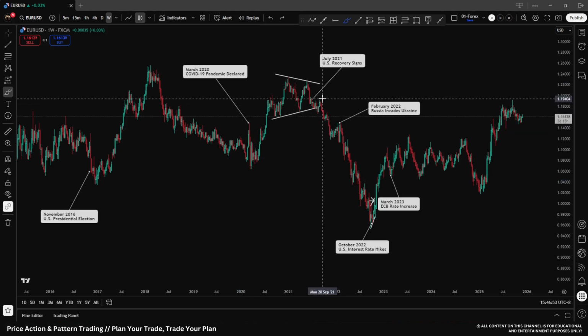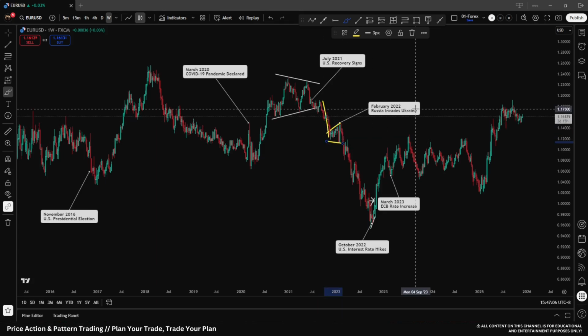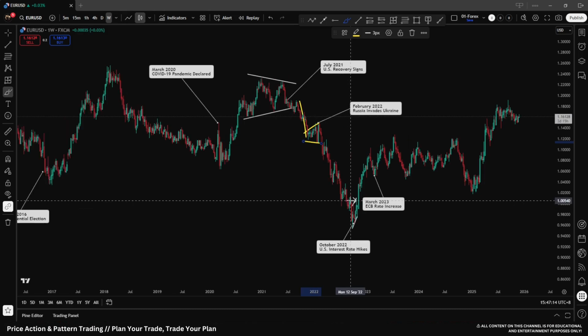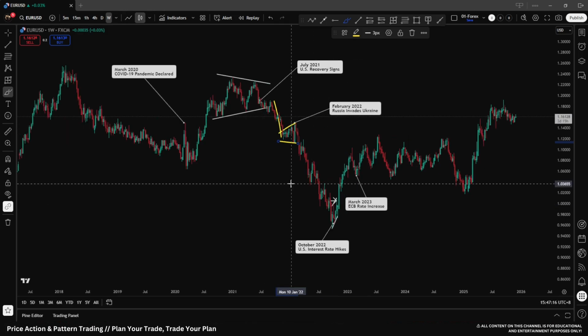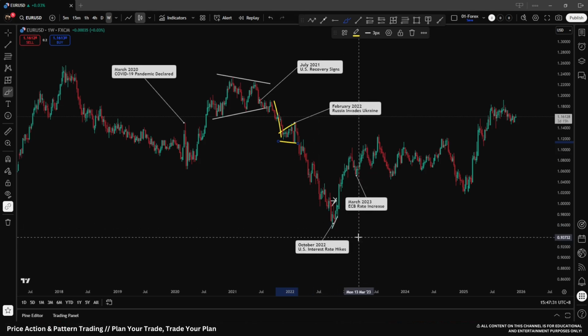And that, of course, led to a continuation of the euro sell-off. And then here we were already in an impulsive move and further weakness in the euro US dollar. And then we had this unexpected catalyst of February 2022, the Russia invasion into Ukraine, which of course led to a further fairly aggressive sell-off in the euro against the US dollar. And then we had here in October 2022 the US interest rate hikes, and that's a very nice example.